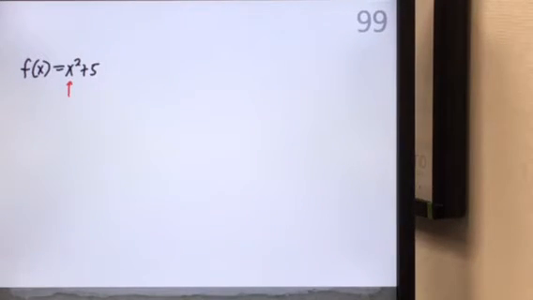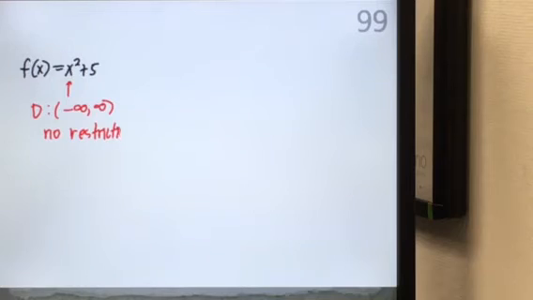Let's say you are given a function, and the function is x squared plus 5. What values can I plug in for x? Can I plug in negative numbers? Yes. Positive numbers? Yes. How about 0? Yes. And if we actually graph this, you will see that the domain of this function is negative infinity to infinity because there are no restrictions.